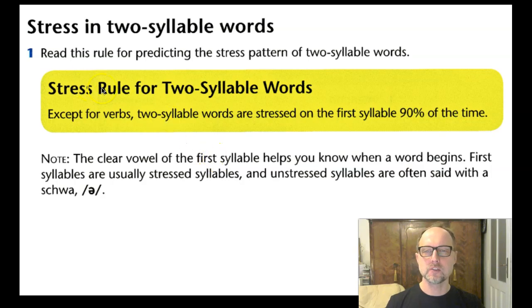Okay, and we learned the stress rule for two-syllable words. Except for verbs, two-syllable words are stressed on the first syllable 90% of the time. So that means not verbs, means words like nouns, adjectives, and adverbs.